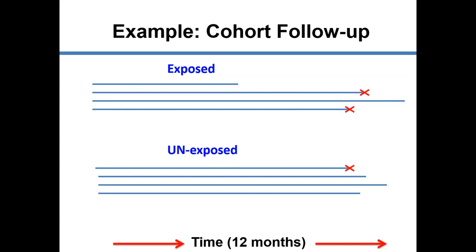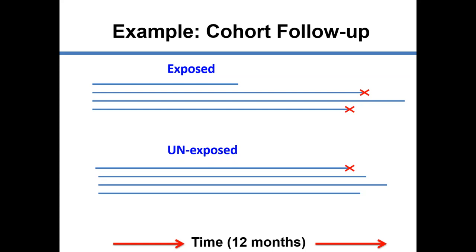So let's calculate the risk in the exposed. We had started out with four people. That's our cohort. Half of them, two of them, got the outcome. So the risk in the exposed, let's say it's a risk of a certain type of disease in smokers. That's our exposure. It's 50%. It's only 25% in the unexposed. If we take the ratio of 50% to 25%, we get a risk ratio of 2.